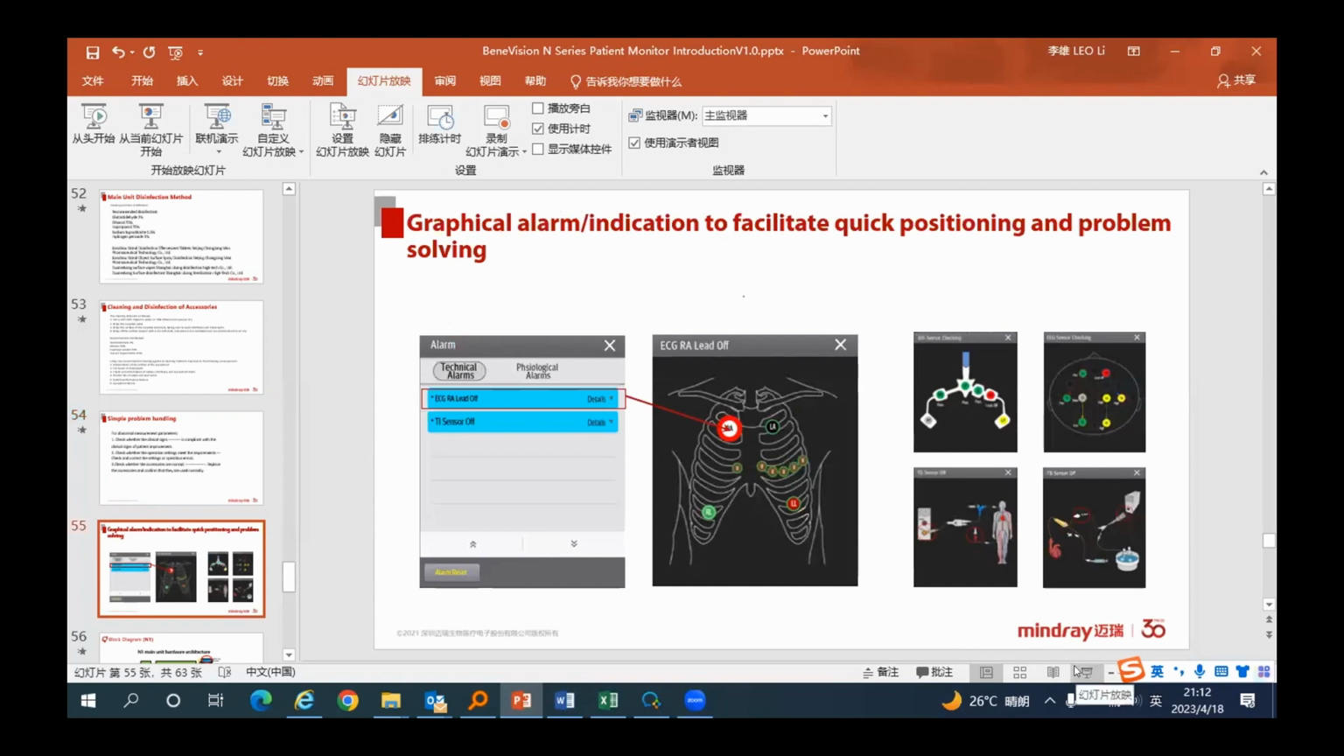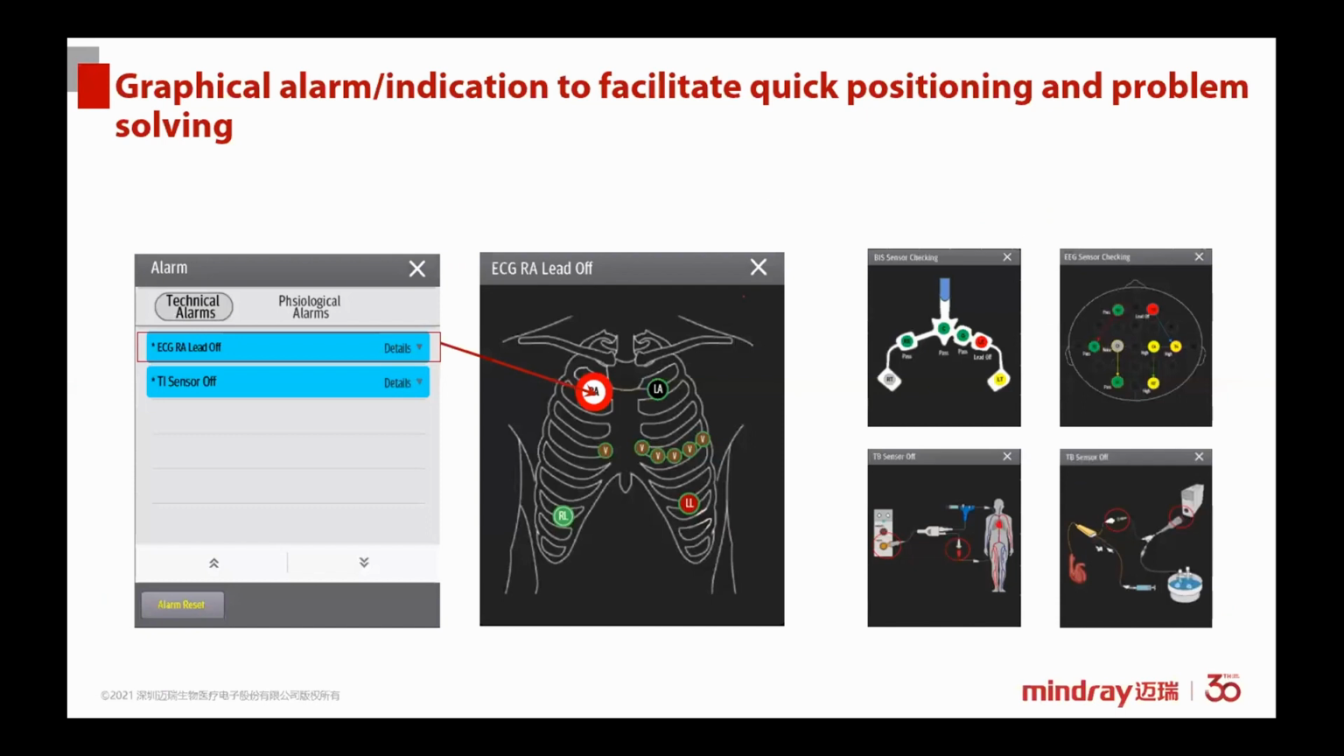The final one is that we have a graphical alarm. For example, if you meet an alarm in the patient monitor, you can click the alarm to view the details, and then our patient monitor will provide a graphic to show you the possible reason that triggered this alarm. So it can help you find a faster solution for the alarm.